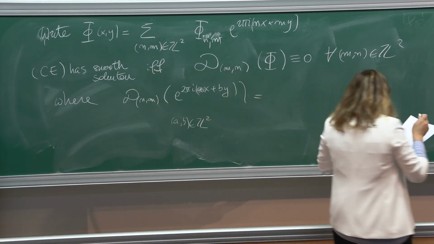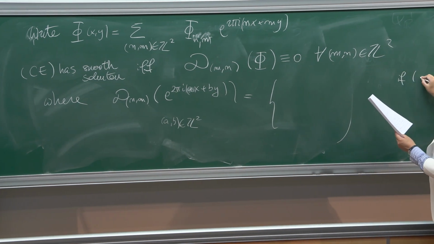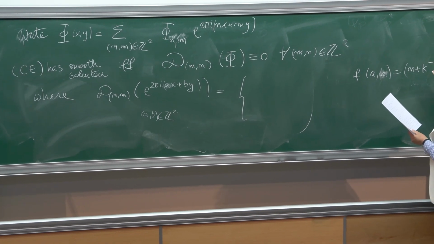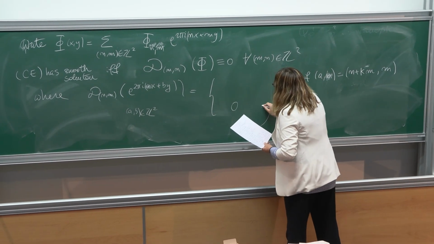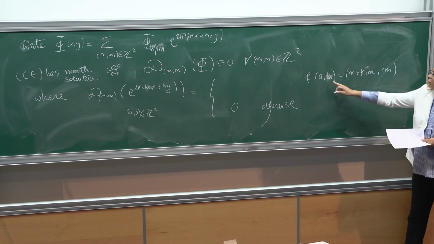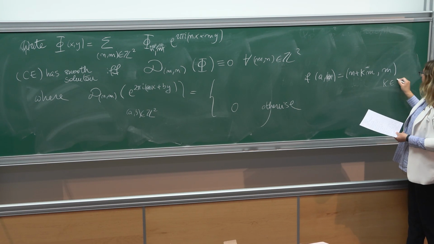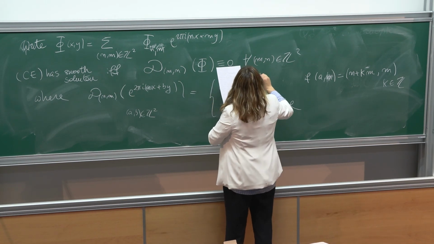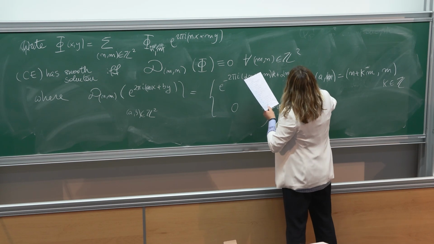So I just tell you what is the value of this distribution. It only picks up if (a, b) has this form, n plus k m comma m. It's 0 otherwise. So this distribution is 0 on all Fourier modes not of this form. And if the Fourier mode has this form where k is in Z, then I have e to the minus 2 pi i (alpha n plus beta m) k plus alpha m k over 2.